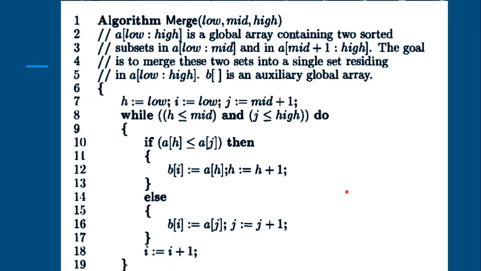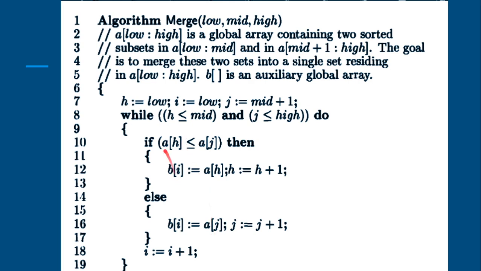So now let us see the next algorithm, which is the merge algorithm. In this merge algorithm, we are going to merge the two subsets in order to arrange the elements in the final sorted list. So we set the index h as low, and we copy the same value of low into i also, to preserve the value, and j is equal to mid + 1. The loop continues while h is less than or equal to mid and j is less than or equal to high. That means as long as both subsets remain, we have to repeat the following if conditions.